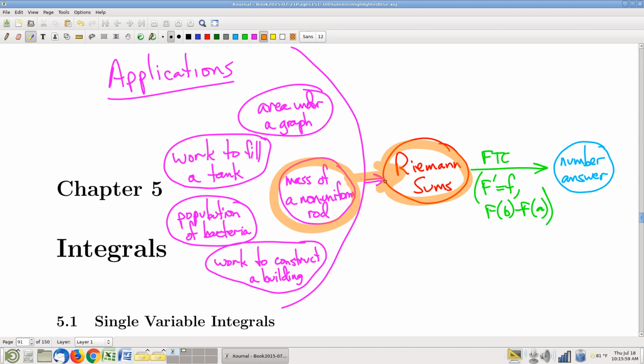And that being the definition of an integral, you can then use the fundamental theorem of calculus that computes integrals to evaluate it and get your numerical answer. Okay, so this is why Riemann sums are important. They are the connection between what I'm going to loosely call calculus and applications.